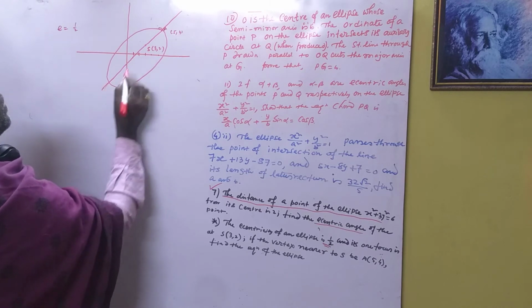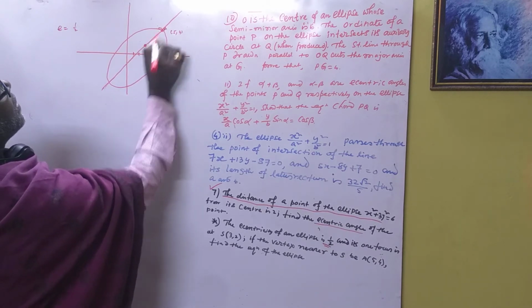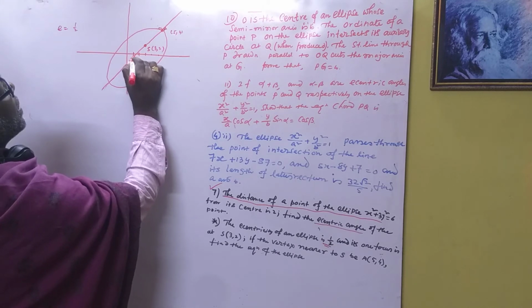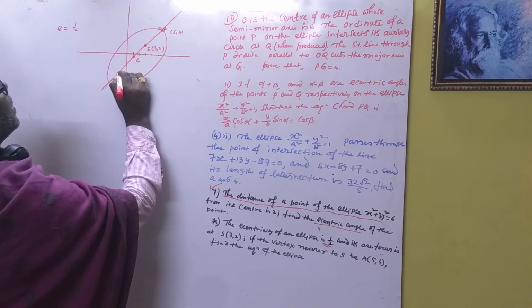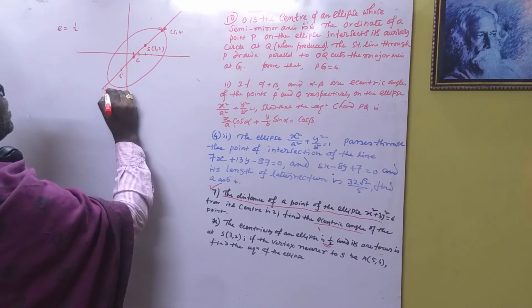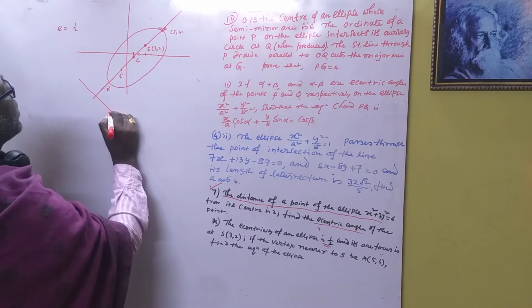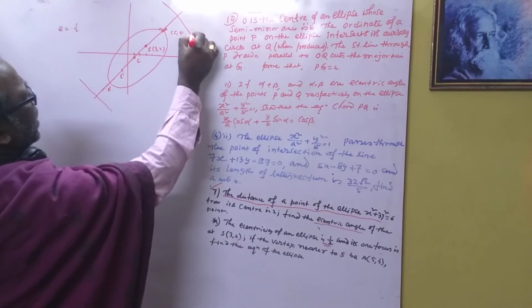Okay, and therefore this is the focus S, and this is the vertex, and this is the center, and this is the other focus, that is S dash. This is the other vertex, this is A dash. This is the directrix, and this is also a directrix.